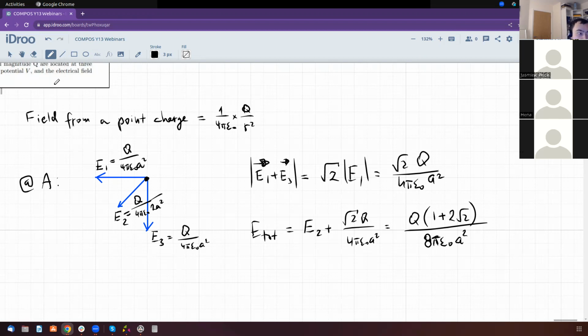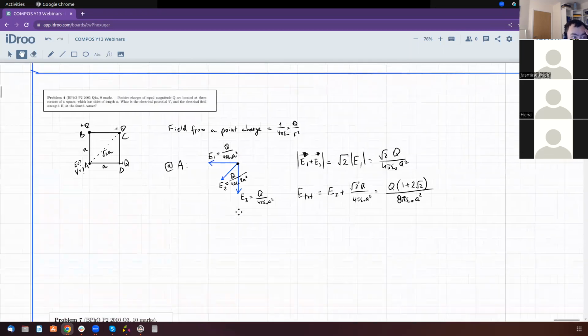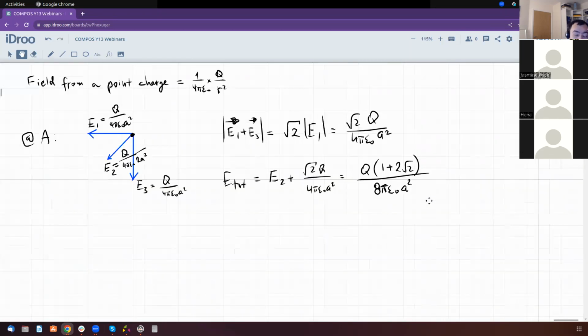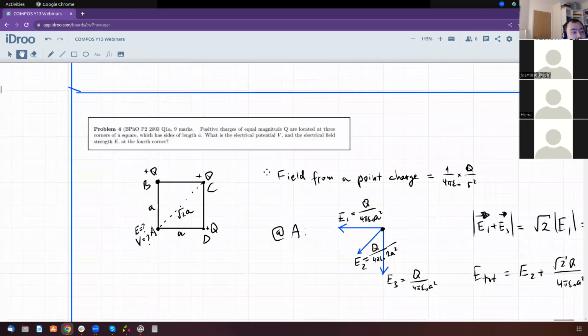No questions? Okay. So this is important to understand, that this is a vector, of course, at 45 degrees. So direction 45 degrees to vertical, or simply southwest direction.